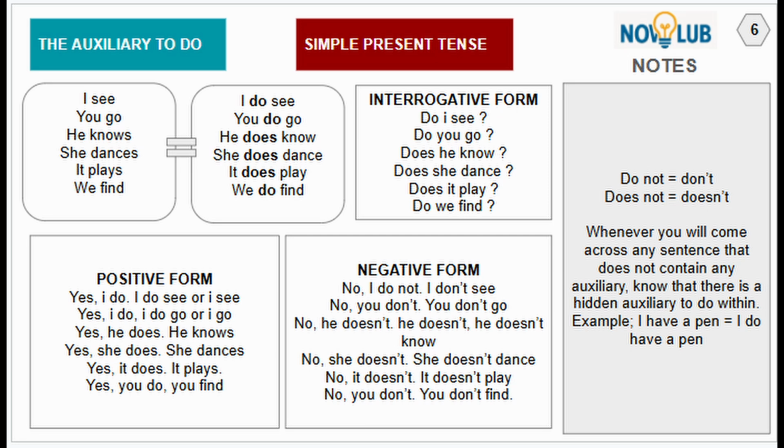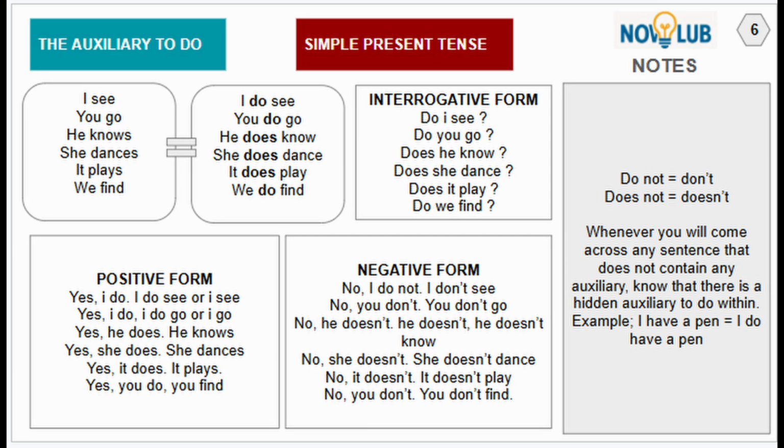To answer using the negative form, say, no, I do not. I do not is the same as I don't. No, I do not. I don't see. No, you don't. You don't go. No, he doesn't. He doesn't know my name. No, she doesn't. She doesn't dance. No, it doesn't. It doesn't play. No, you don't. You don't find.